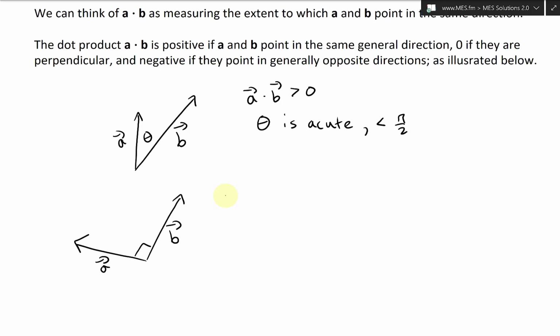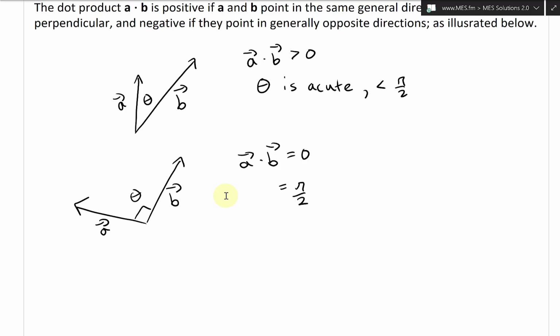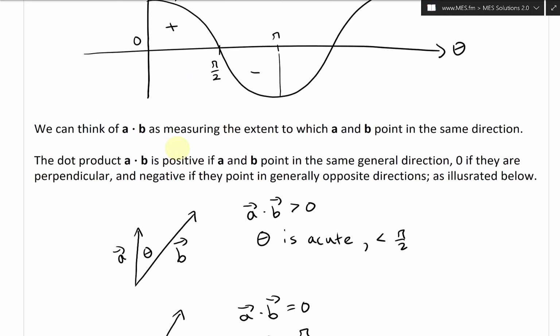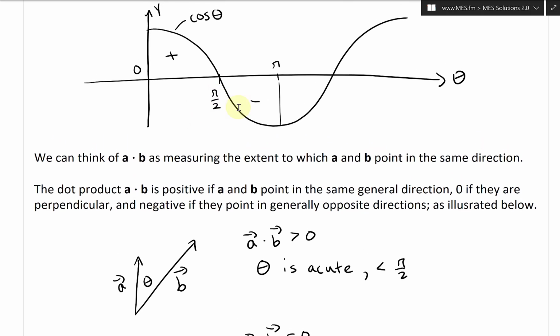And this angle right here is 90 degrees. So A dot B equals 0, and theta equals pi over 2, or 90 degrees, so pi over 2 radians. And then finally, we show that it's negative for angles greater than pi over 2.